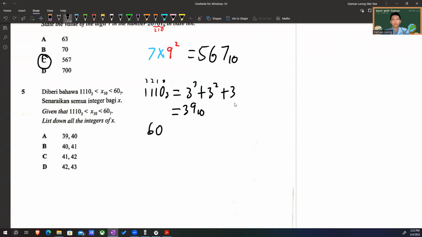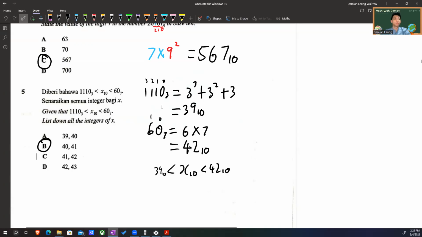For the 60 in base 7, convert. Power 0, power 1 means 6 times 7 to the power 1, which is 42 in base 10. So x is between 39 and 42, more than 39 in base 10, less than 42 in base 10. It cannot be 39, cannot be 42, there's no equal. So it can be 40, can be 41. Answer would be B.